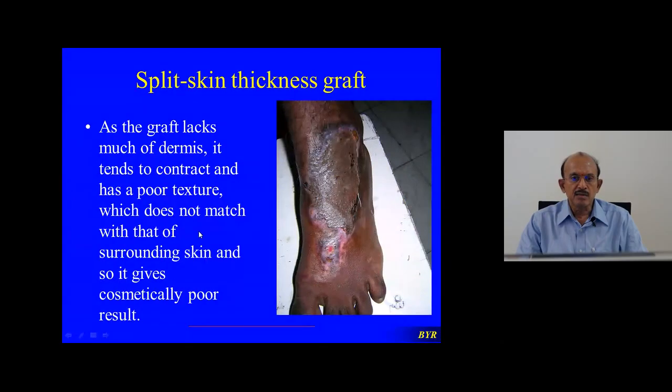As the graft lacks much of the dermis, it tends to contract and has a poor texture which doesn't match that of the surrounding skin, and so it gives a cosmetically poor result. You can see here a split thickness graft is done. So there is a lot of difference between the surrounding skin and this grafted area.